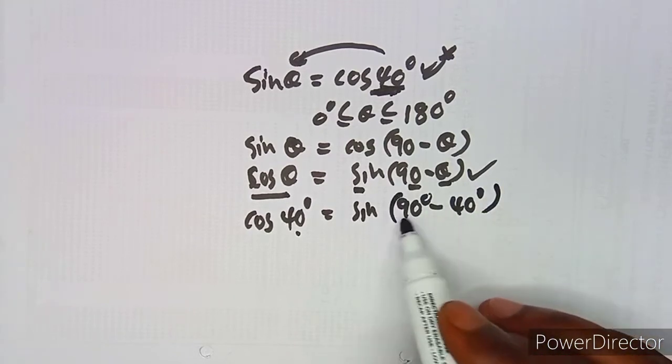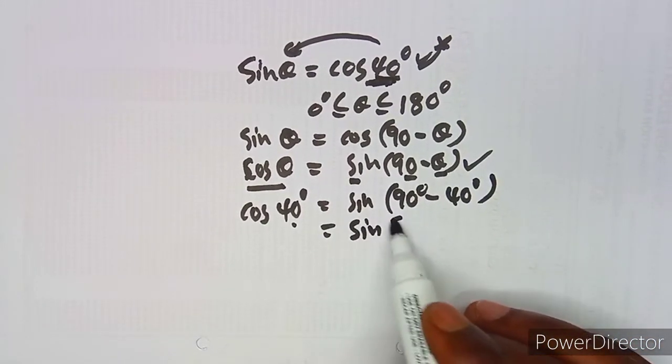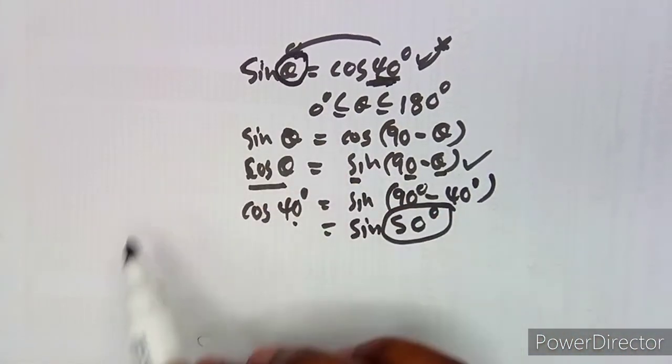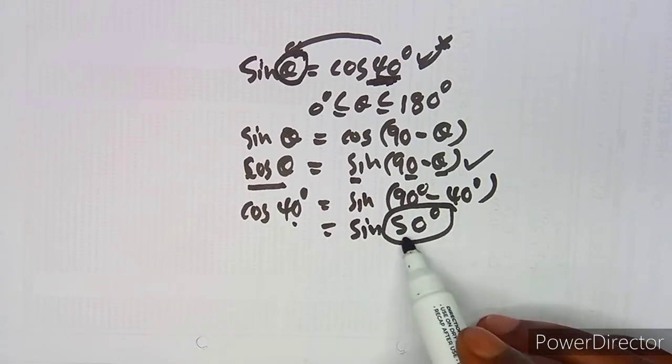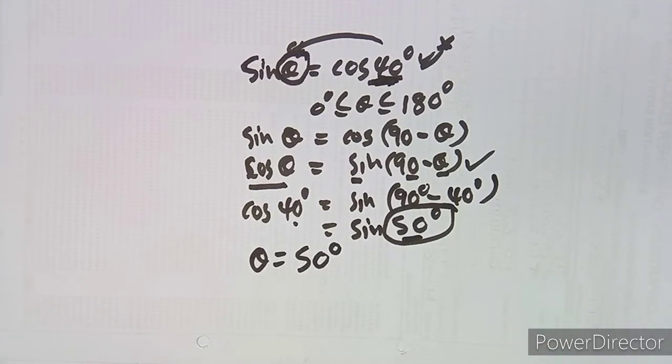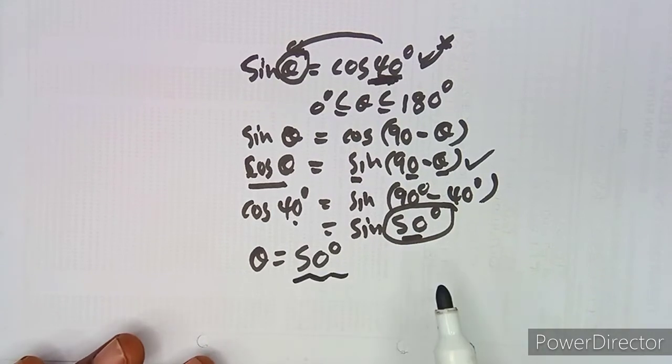Of which 90 minus 40 is going to give us 50 degrees. So this 50 degrees is the theta that we are talking about in this case. So our theta is going to be equal to 50 degrees. But we are being asked to find two possible values of theta. So where are we going to obtain another angle which is equivalent to this angle of 50 degrees?